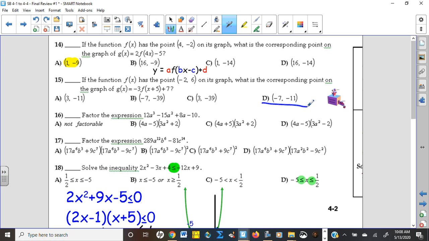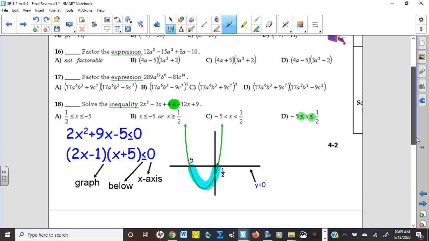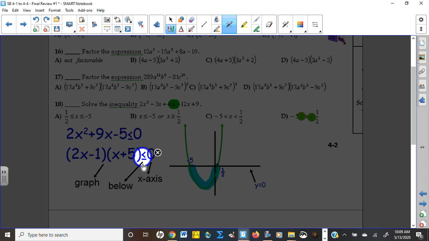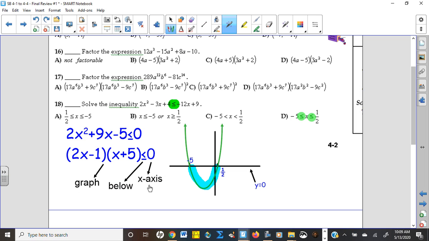Okay. All right. 16, factoring, 17, factoring, 18, solving inequality, which involves factoring, right? We had to set equal to 0. And then we had to translate. What is this really asking us? Well, it's asking us, where is the graph? Because this is less than, we'll call that below the x-axis. So that's how you know what part of the function gives us our solutions.